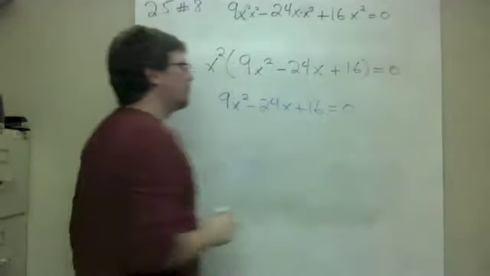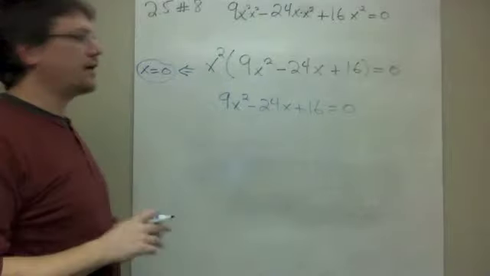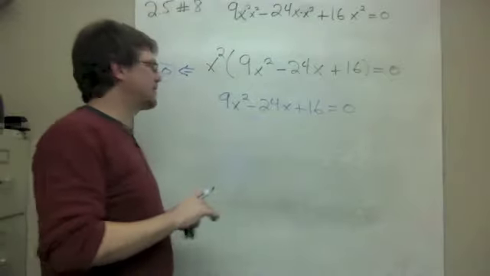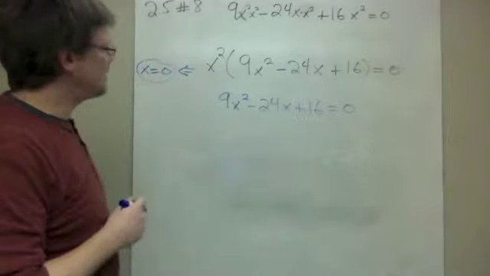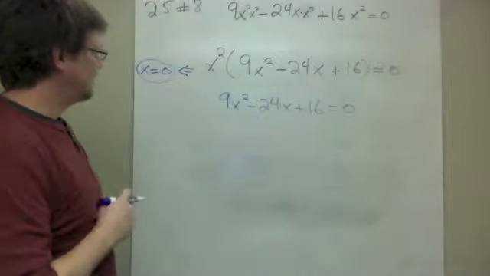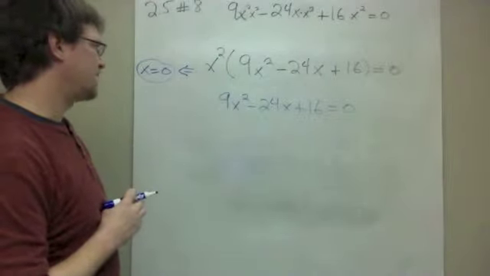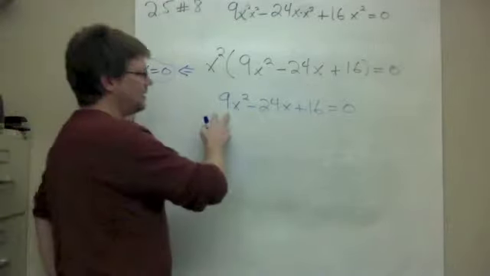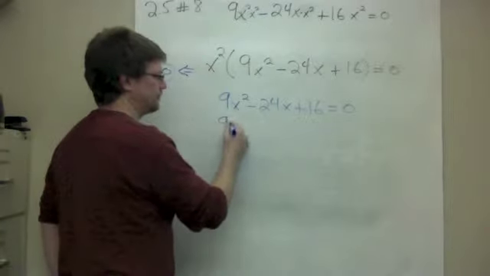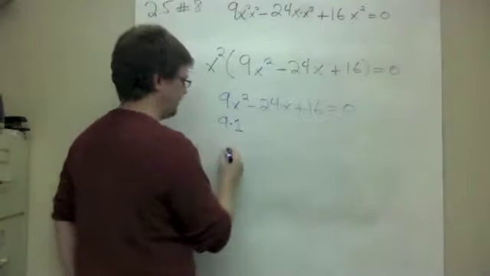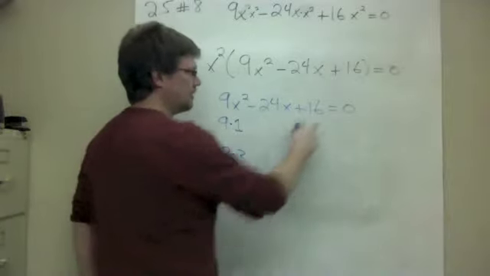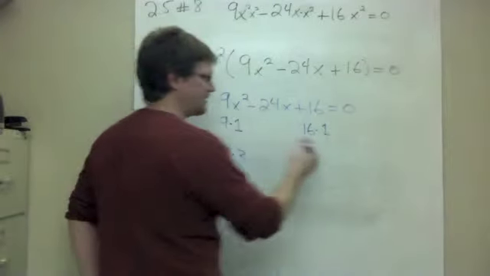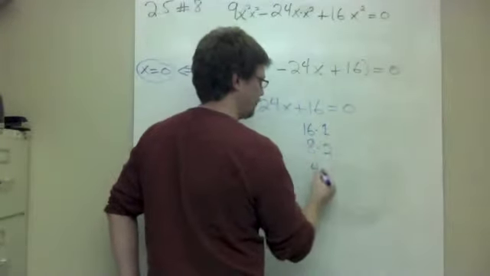Okay? Will that ever be 0? Okay, well this is a quadratic. We could use the quadratic equation. We could try to see if we could factor this thing. My suspicion is that this thing is not going to be too nice to factor. I don't know that for a fact. Well, let's take a look. Well, 9 could be 9 times 1, or 3 times 3. 16 could be 16 times 1, or 8 times 2, or 4 times 4.